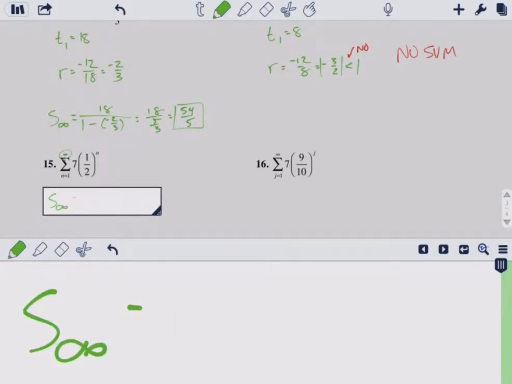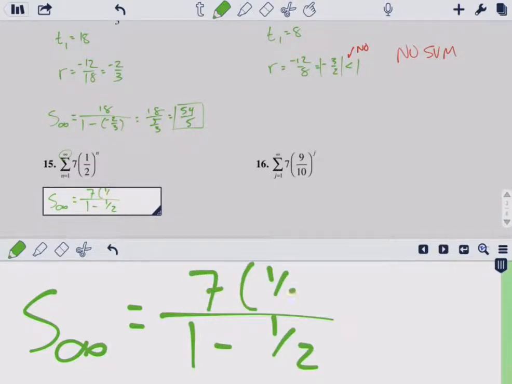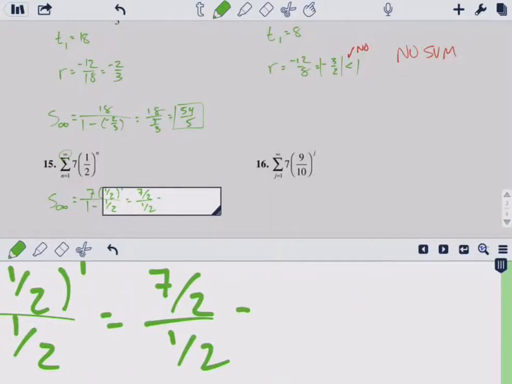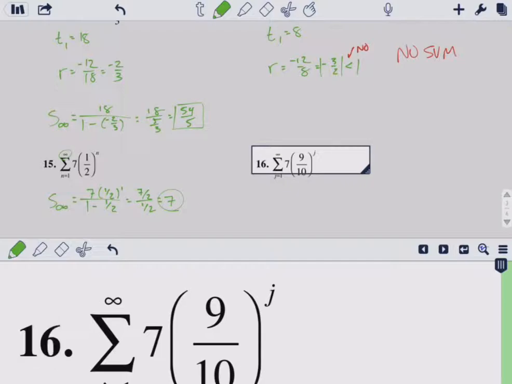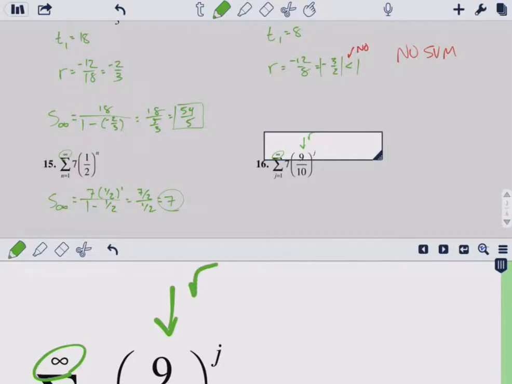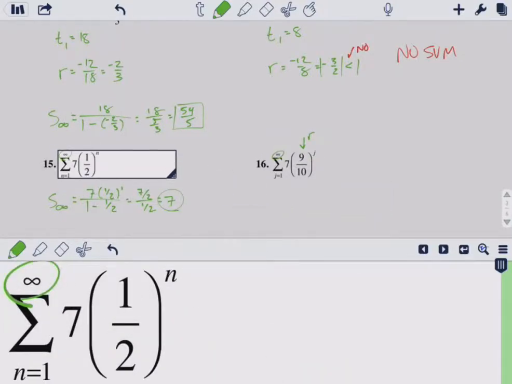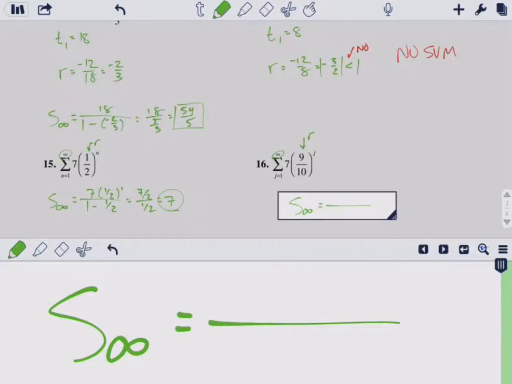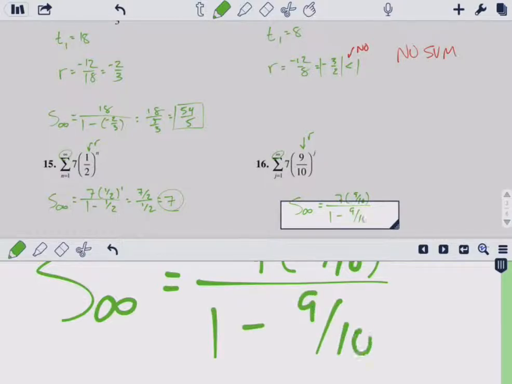So S sub infinity is equal to t sub 1 over 1 minus r. T sub 1 is equal to 7 times 1/2 to the first. So I get 7/2 divided by 1/2, and so I get 7. Again, infinite sum. This is r, so we're good there. Remember, the 1/2 was r here. Whatever's being raised to the power will be your multiplier. Will be r. Okay, so 7 times 9 tenths over 1 minus 9 tenths.